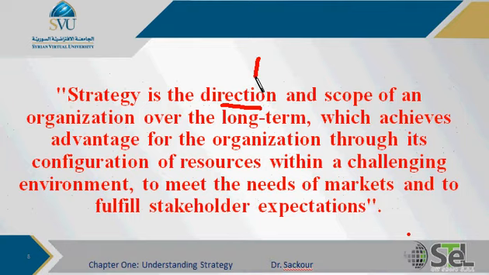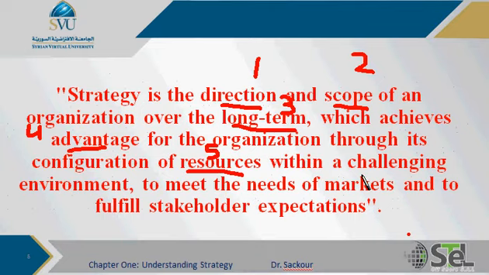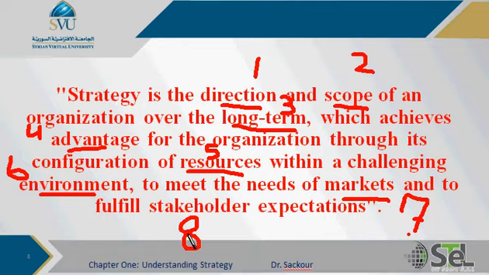We count them. One. Scope. Over long term. Achieve advantage. Four. For the organization through its configuration of resources. Five. Within, look at this important word, challenging environment. Very important. Number six. To meet the needs of markets. Market needs. Number seven. And to fulfill stakeholder expectations. Number eight. To fulfill stakeholder expectations.